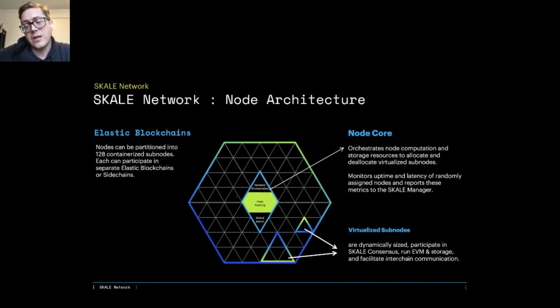So a single node can support up to 128 unique subnodes that will help power a Scale chain. So up to 128 Scale chains can be supported by a single node, given a small size of a Scale chain. And each node connects to the Ethereum network and is communicating to Scale Manager. So this node core is actively listening for whether there's a Scale chain request made by a dApp developer who's looking for a scalable resource.